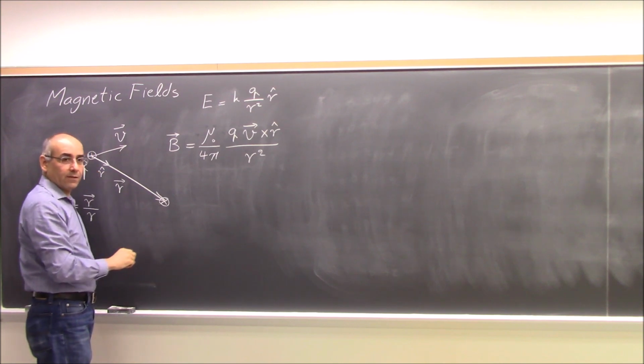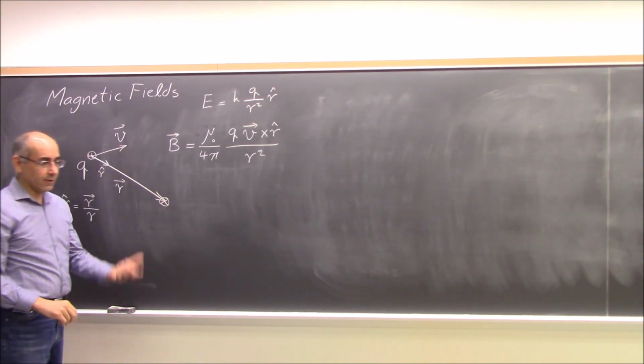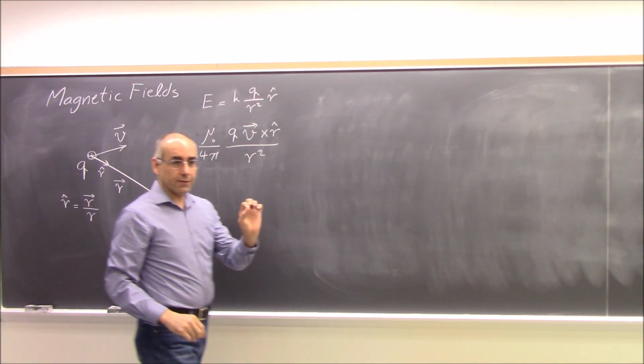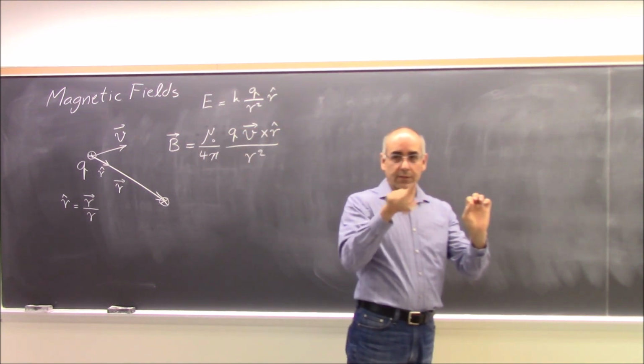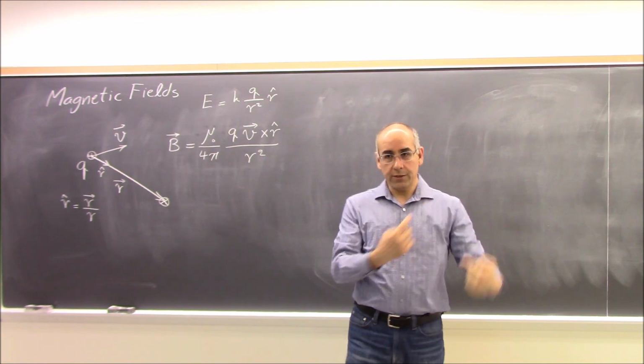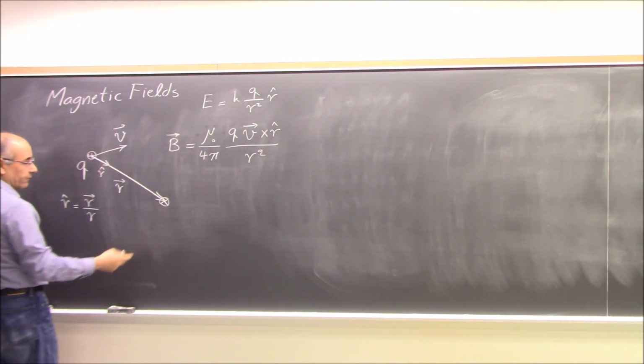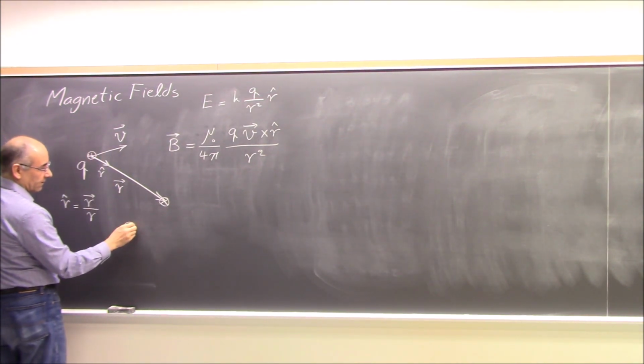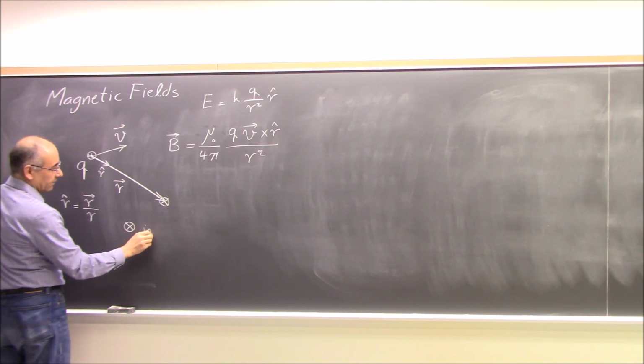Into the board is denoted by a cross. It's like looking at a dart from behind it. You see a cross. If the dart is coming toward you, you see the point. So if we have a notation, this means into the board.